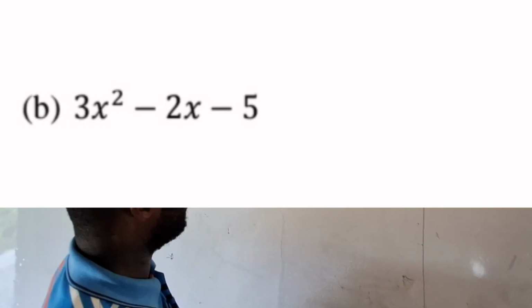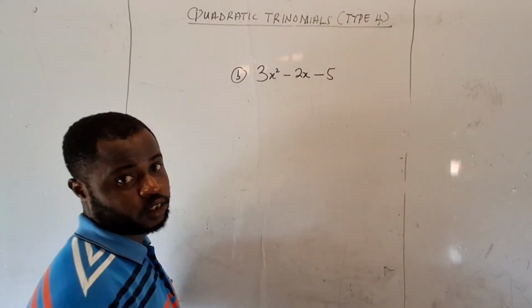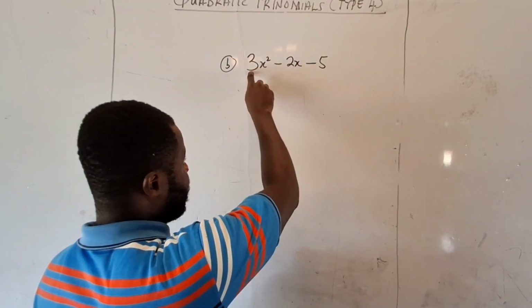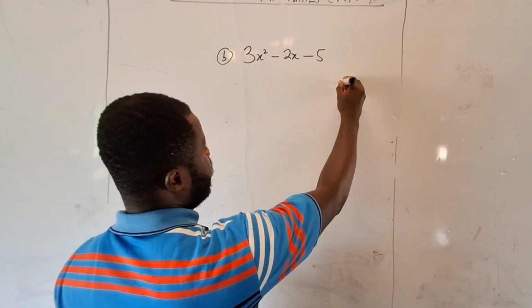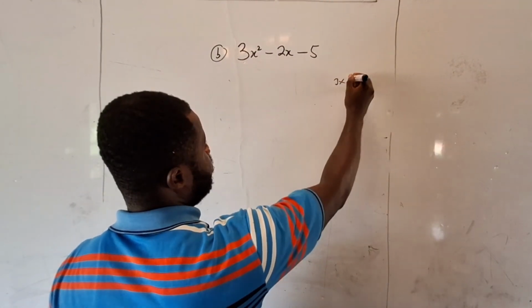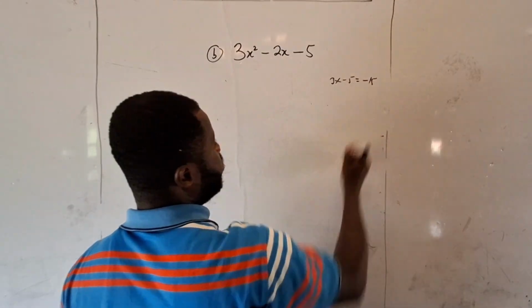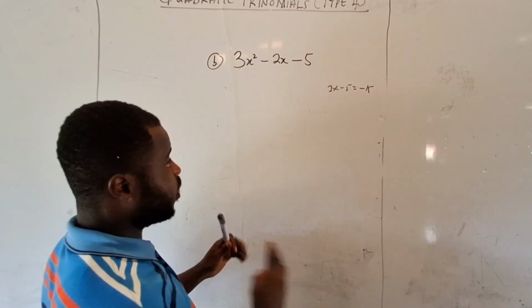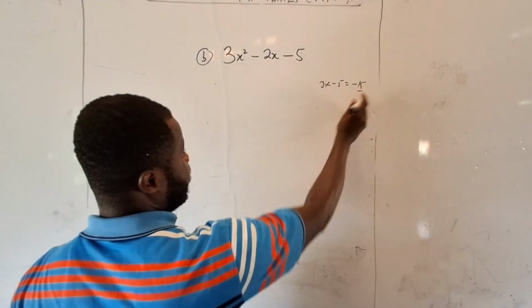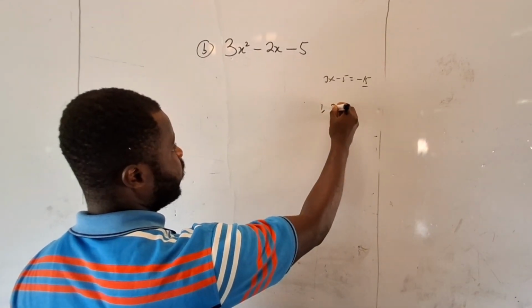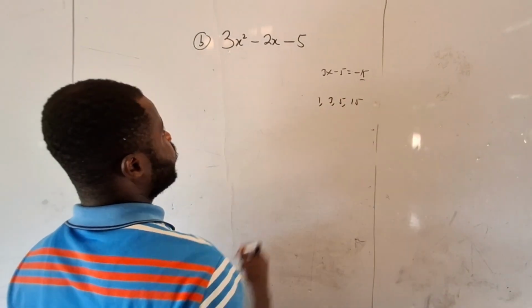So we have 3x squared minus 2x minus 5. So we multiply this by this. So 3 times negative 5 will give us negative 15. So the two numbers, we are going to find the factors of the 15. So 1, 3, 5, and 15 itself.